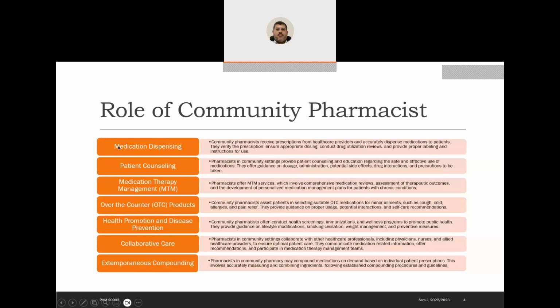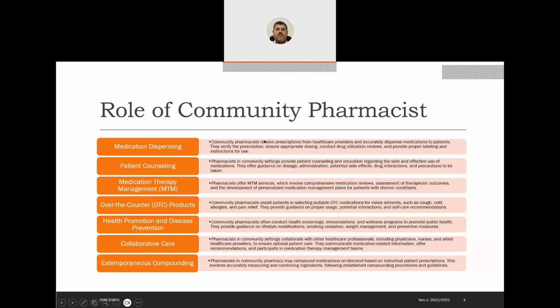Usually several functions he can do. Not only these, but additional to this also he can do some functions related to business, like he's also a manager of the pharmacy, he's ordering medications, he's doing financial planning, if he has workers with them, so he has human resources management and so on. But when it comes especially to the medicine, so the role of community pharmacist is medication dispensing, patient counseling, medication therapy management, over-the-counter products recommendation and sale, health promotion and disease prevention, collaborative care, and extemporaneous compounding.